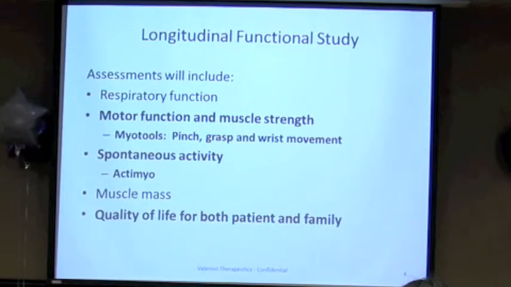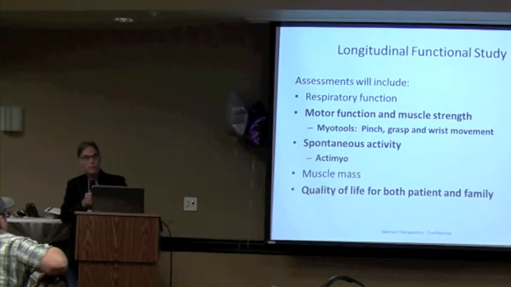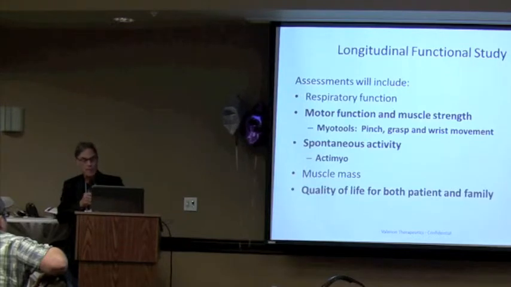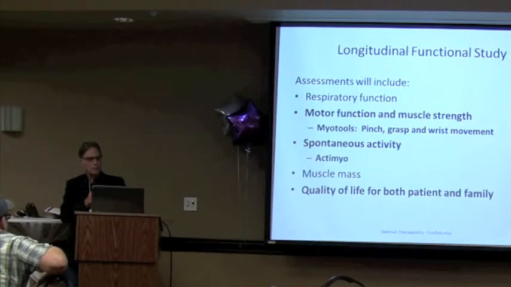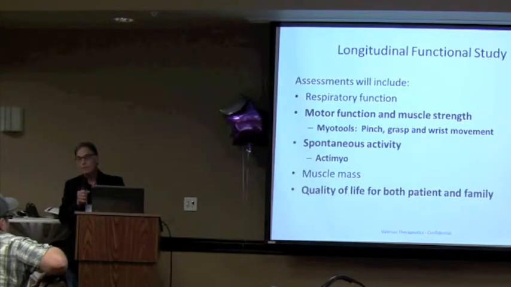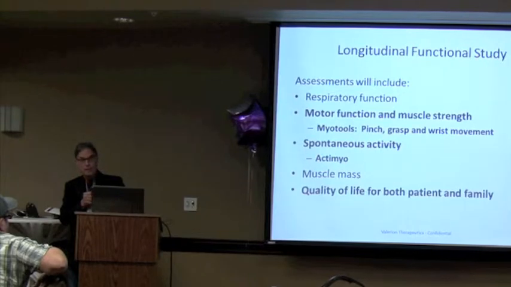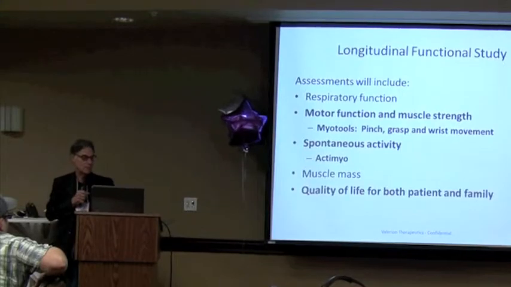We've identified a number of different areas that we think are worth looking at. There are already pretty good measures for respiratory function and muscle mass, although muscle mass is an area that we may want to be a little more creative in. But some of the things that we really want to get a better measure of are motor function and muscle strength, spontaneous activity, and quality of life, not only for patients, but for parents and caregivers, because this is obviously a partnership in this disease.